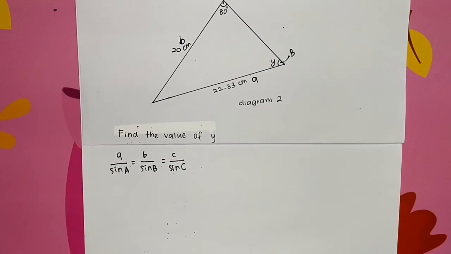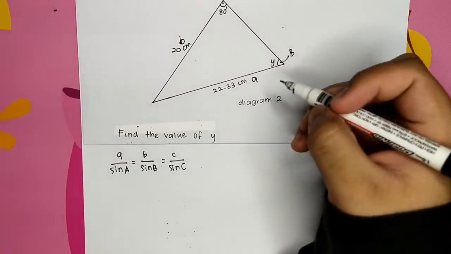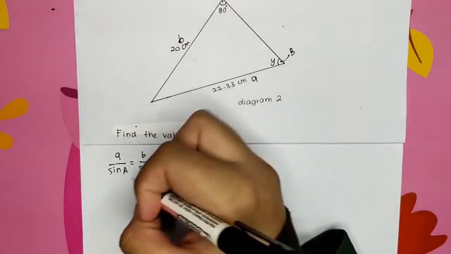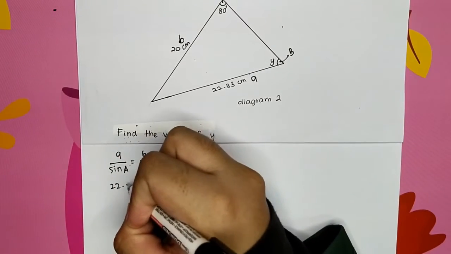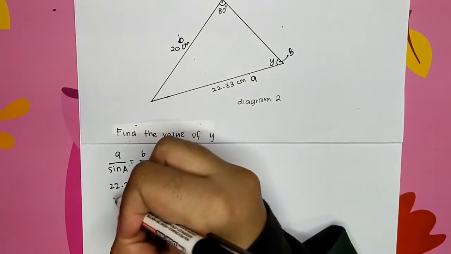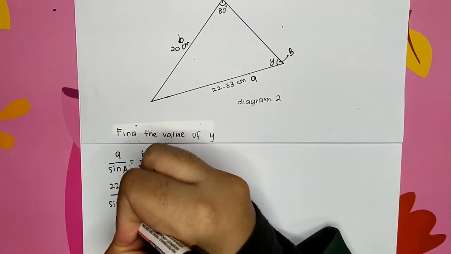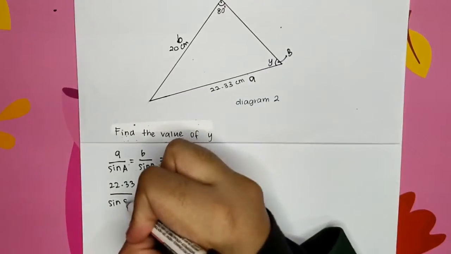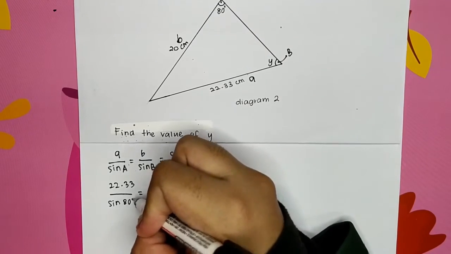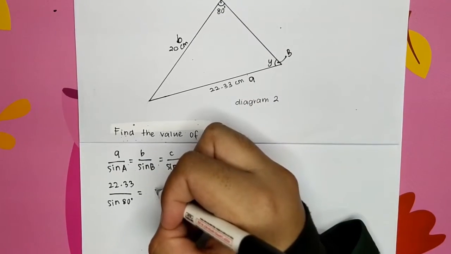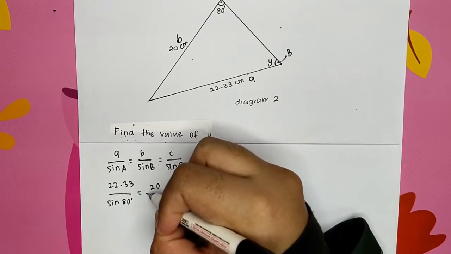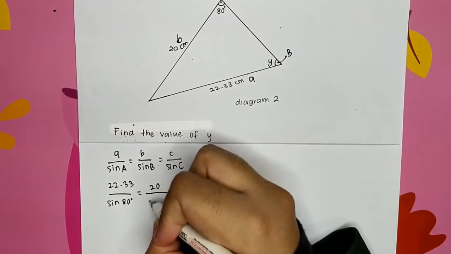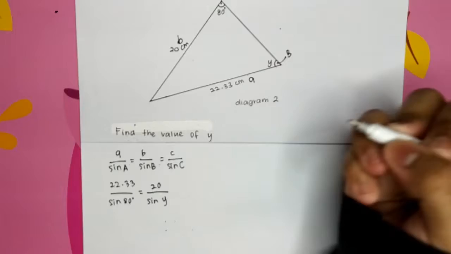So next we insert the values. What is the value of a? The value of a is 22.33. So 22.33 over sine A, the value of A is 80, equal to the value of b, which is 20 over sine y, because we need to find y.